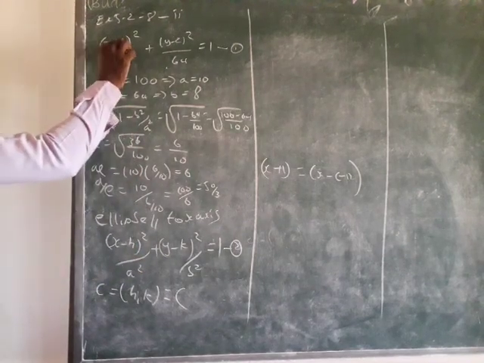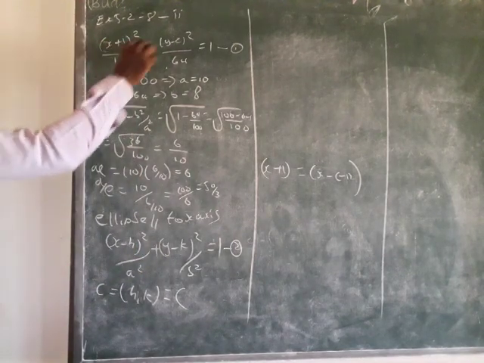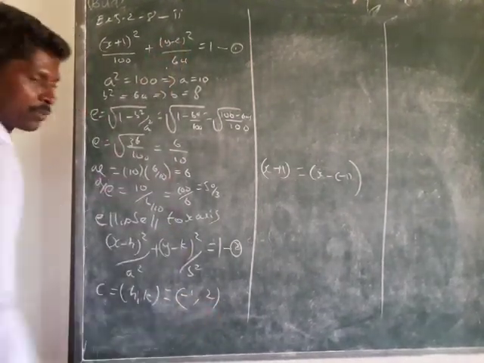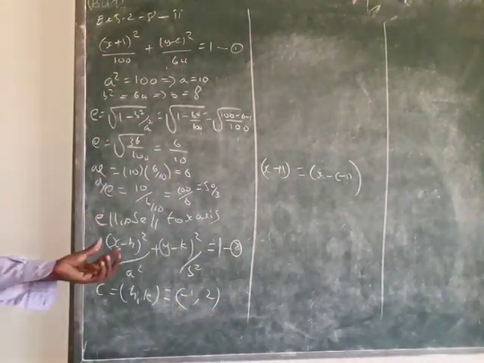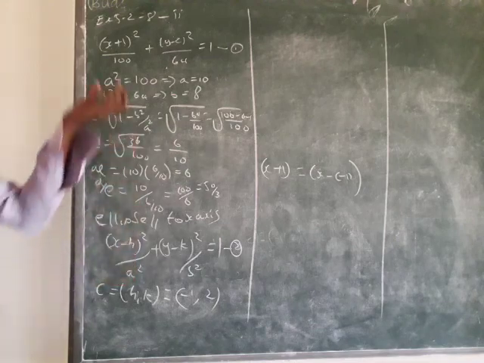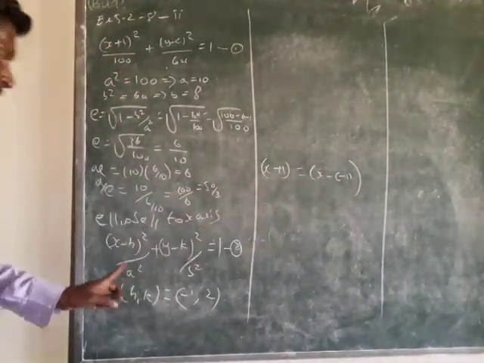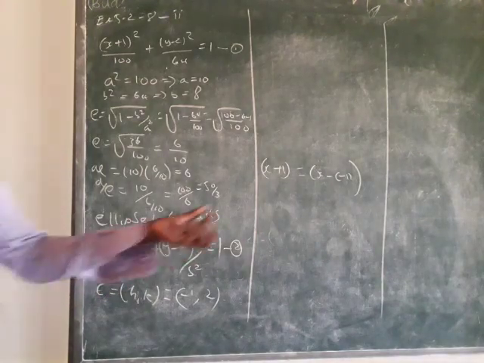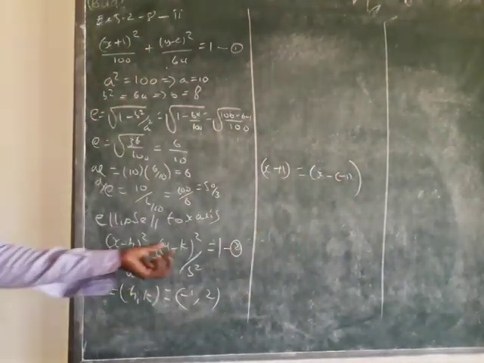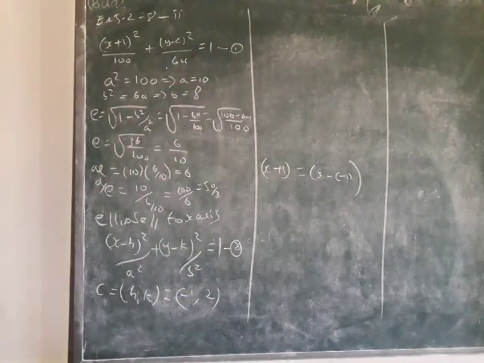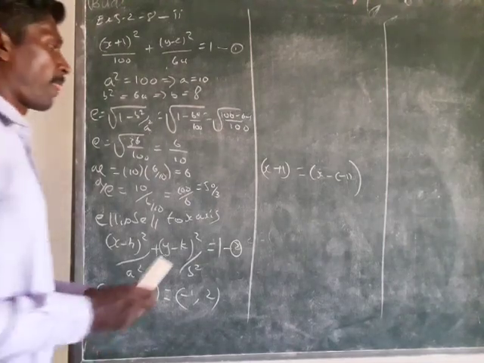After x, what is there? That is the h value. Here plus 1 means the answer is minus 1, and here minus 2 means plus 2. If we write the term in the form of x minus h, x plus 1 can be written in the form of x minus of minus 1. Then what is the h here? Minus 1. Here k is there, what is the k here? 2. So the center h comma k equals minus 1 comma 2.